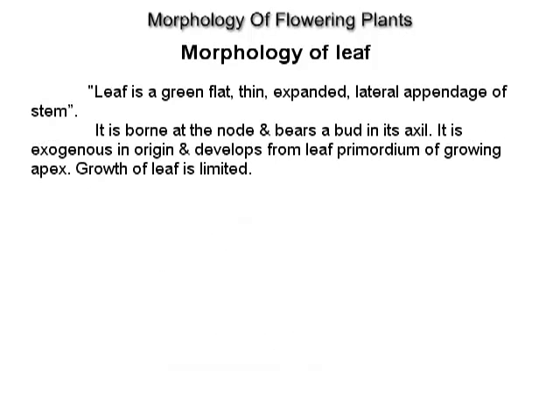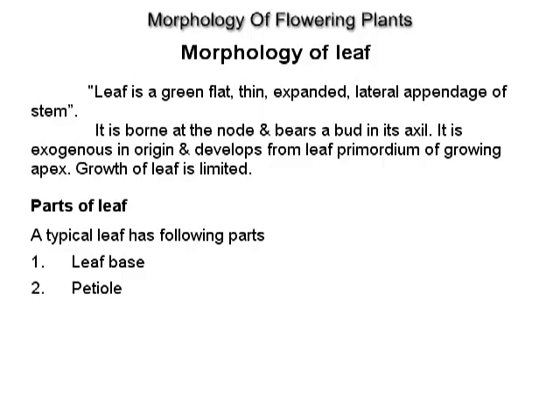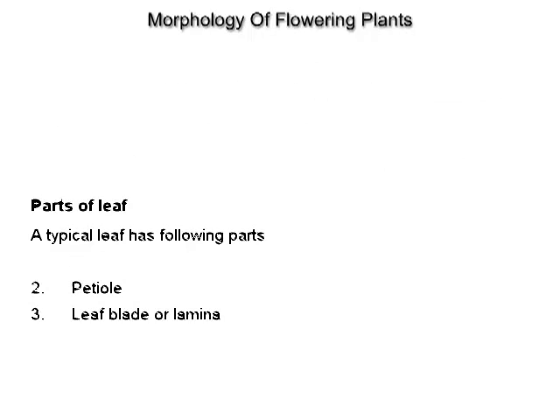Morphology of a leaf. A leaf is a green, flat, thin, expanded lateral appendage of the stem. It is borne at the node and bears a bud in its axil. It is exogenous in origin and develops from leaf primordium of the growing apex. Growth of the leaf is limited. Parts of a leaf. A typical leaf has the following parts: leaf base, petiole, leaf blade or lamina.